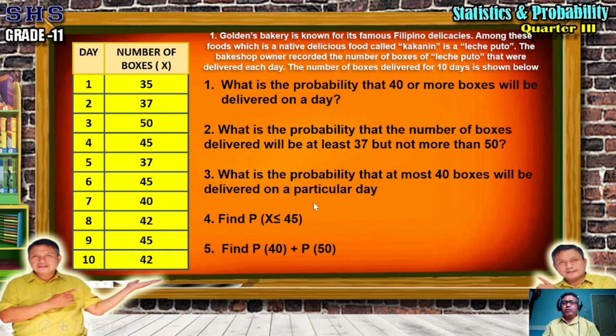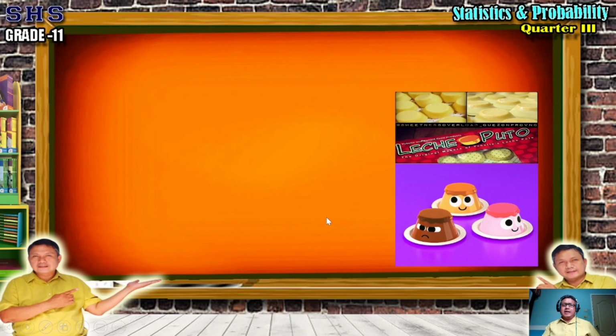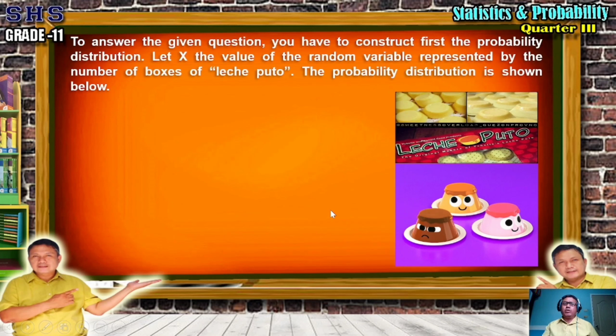Okay, paano natin po nga sasagutin yan? So, ang una po natin gagawin ay ito. Sabi daw, to answer the given question, you have to construct first the probability distribution. So, yun ang una pala natin gagawin. Di ba itong table na naandito ay parang ginawa na natin before sa lesson number 4. So, gagawa tayo ngayon ng tinatawag na probability distribution na natutunan natin yan dun sa ating lesson before.